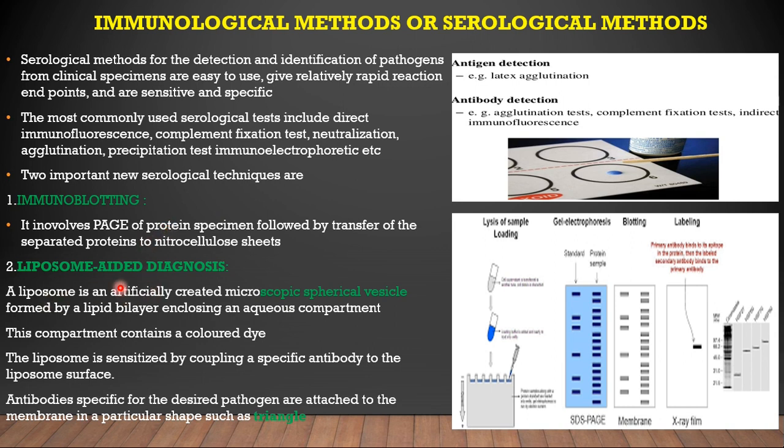Then coming to the second method, which is liposome-aided diagnosis. A liposome is an artificially created microscopic spherical vesicle formed by a lipid bilayer enclosing an aqueous compartment, and this aqueous compartment contains a colored dye. Now what happens? The liposome is sensitized by coupling a specific antibody to the liposome surface, and now the antibodies specific for the desired pathogens are attached to the membrane in a particular shape, such as a triangle.